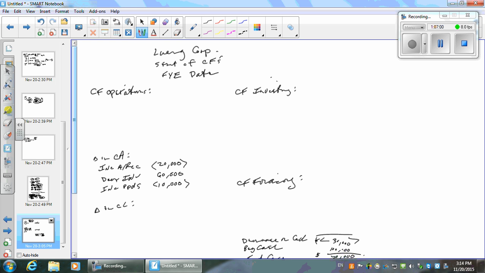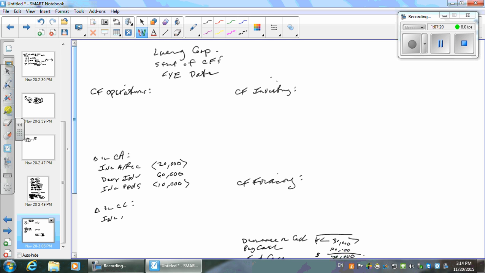Okay, so let's go to the current liabilities. What about accumulated depreciation? We go down underneath the credit accounts. That's going to go with property, plant, and equipment, so let's do nothing right now. Accounts payable? That's a current liability, isn't it? So it went up? Yeah.